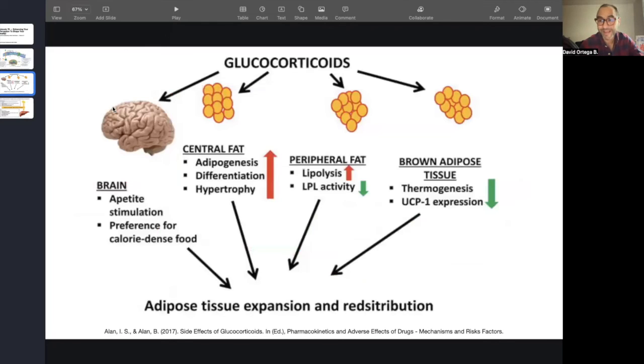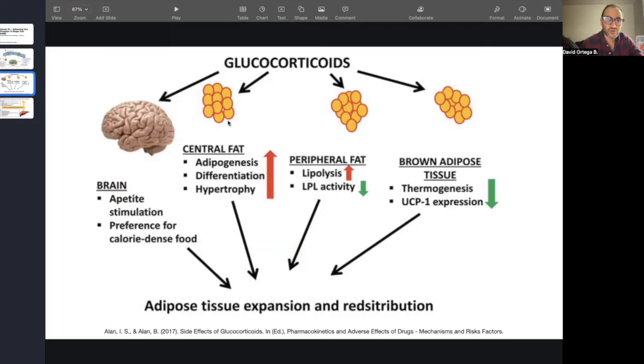What do they do in the brain? This is really, really important. Glucocorticoids in the brain cause appetite stimulation, so you don't have satiety signals, and you can keep eating. Preference for calorie-dense food, so this is processed food. That's why you are being primed, because you are also consuming these products, the glucocorticoids.